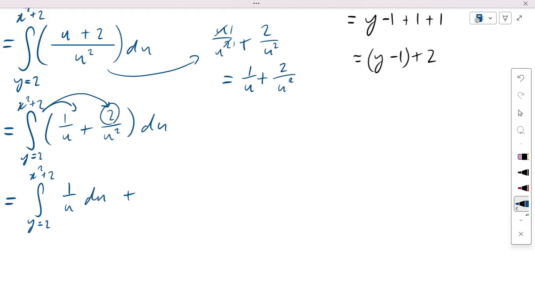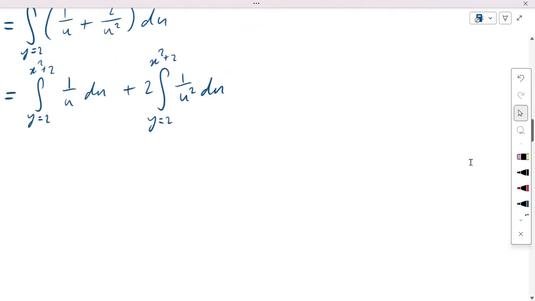And note how we have a constant over here. So we could just take that constant outside of the integral. Then we will have the integral from 2 to x squared plus 2 of 1 over u squared du. Okay, so that's basically what we are left with here. But we can rewrite 1 over u squared as u to the negative 1.